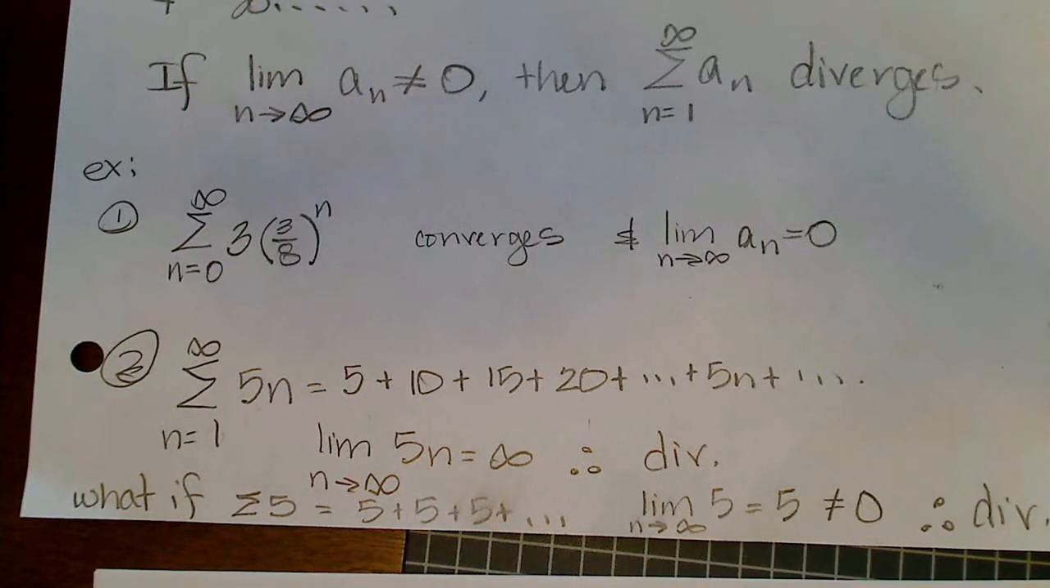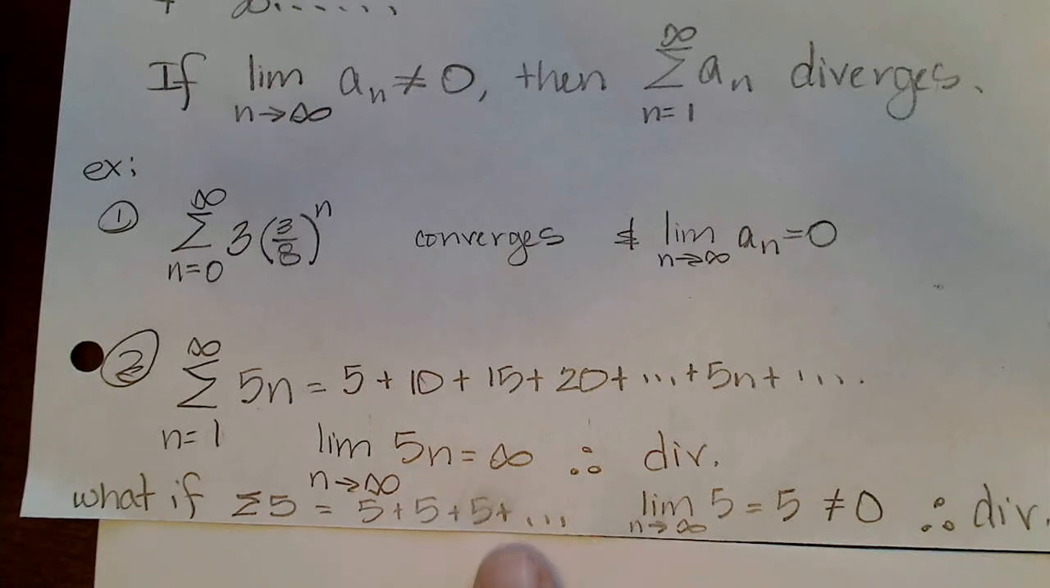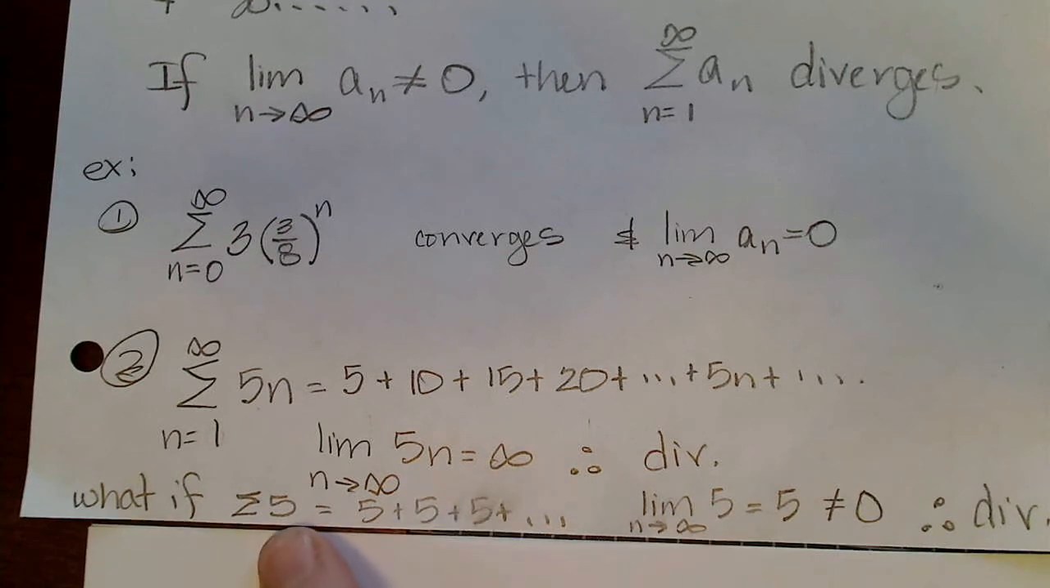What if I had the series, the sum of 5, as n goes from 1 to infinity? Well, that would be 5 plus 5 plus 5. What's the limit of 5 as n goes to infinity? Well, that's 5. Even though it didn't go to infinity, it didn't equal 0. So this series also diverges.